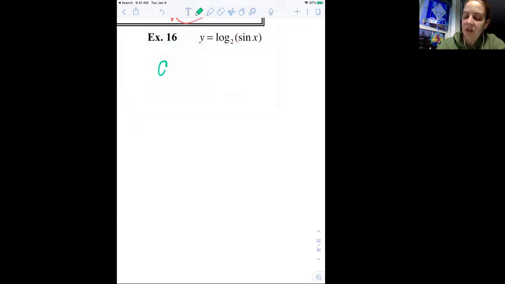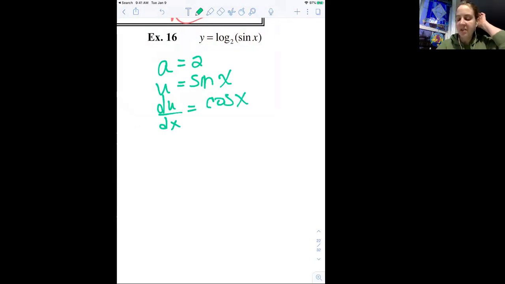What's A? A is 2. What's u? u is the sine of x. du/dx, the derivative of that, is cosine of x. Again, if you have your golden ticket nearby, no shame. Clearly, I need mine tonight.